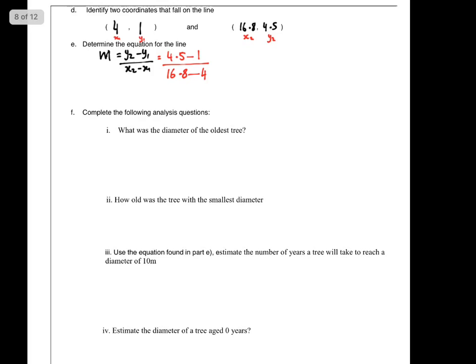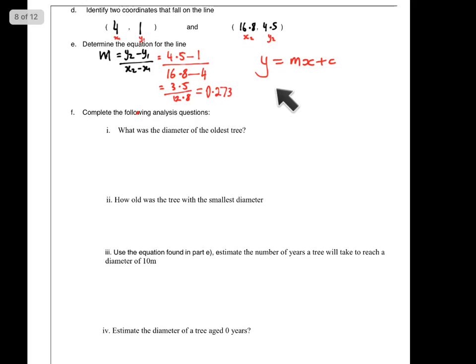And I take the values and I substitute them into my rule for gradient, rise over run. Carry out the subtractions and I do the division. And I get this number, 0.273. Now that's the steepness of the straight line. That's my gradient.